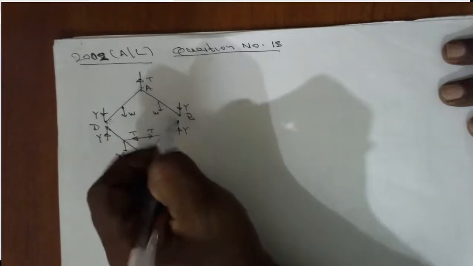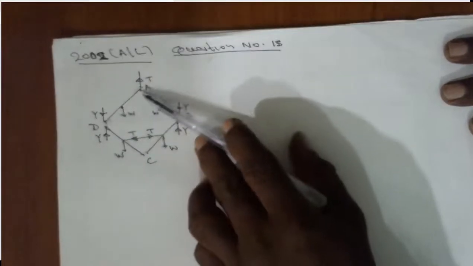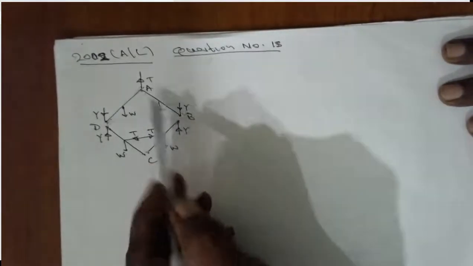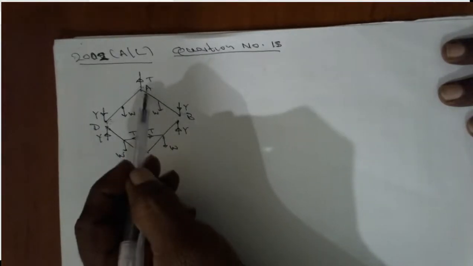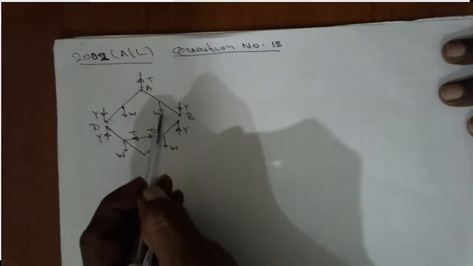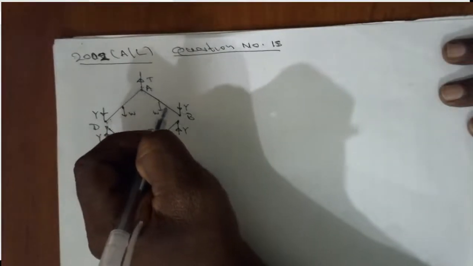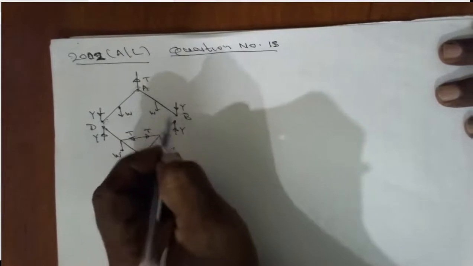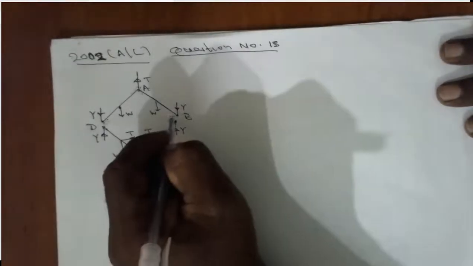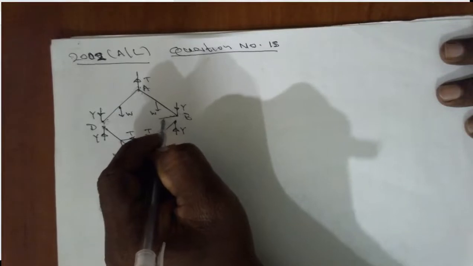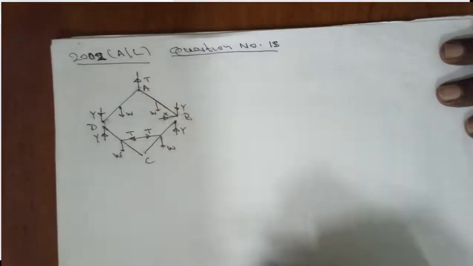Now if you take moment about point A for AB, both W and Y give clockwise moments. In order to balance that clockwise moment, you have to apply an anti-clockwise moment. To give an anti-clockwise moment, X should be in this direction here.